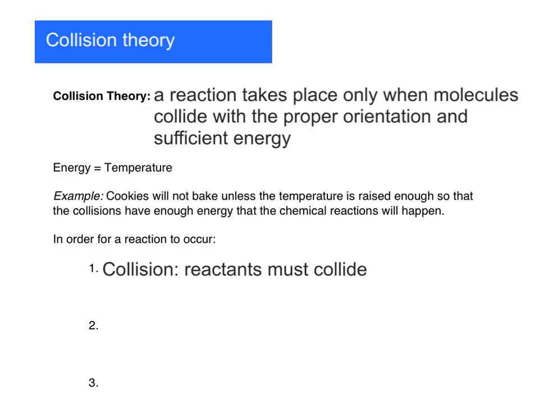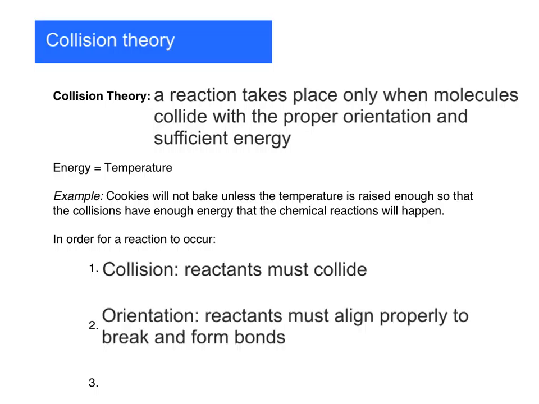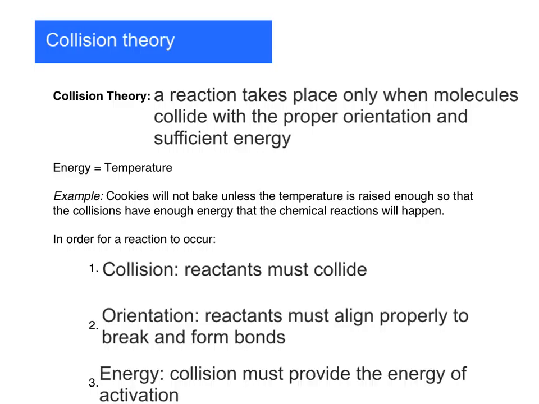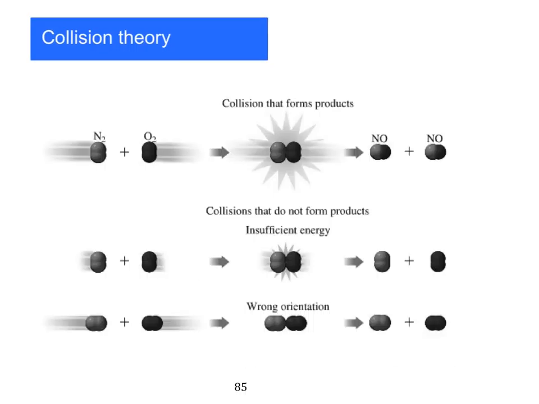The second thing that has to happen is that they have to be in the correct orientation. So sometimes they can bump into each other, but if it's not in the right orientation, the bonds can't break and reform in a different way. And then the third thing, which I already alluded to, is that they have to have enough energy for the bonds in the reactants to break so that the reaction can occur. So we're going to go into a little bit more detail about each of these things.